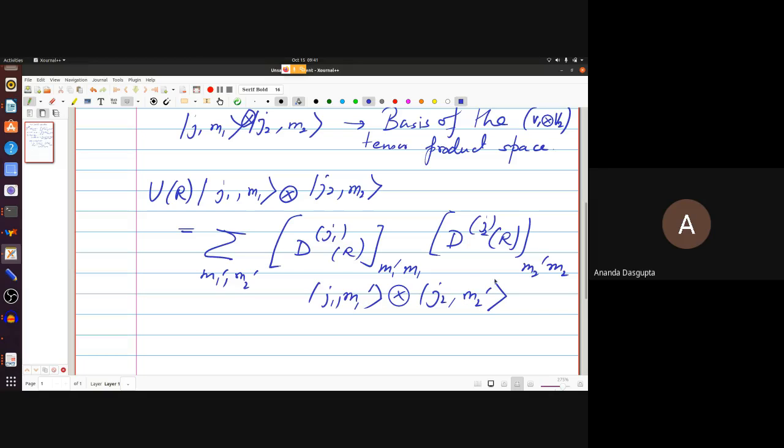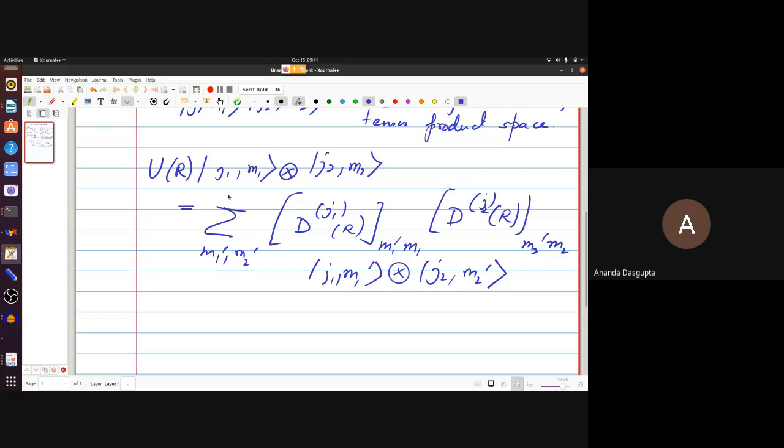Now, what this really says is that these are the basis vectors of your new space. So these vectors here are the basis vectors of the direct product space, and you have just found what U of R does to the basis vectors, and you get these as the matrix elements in that basis vector space.